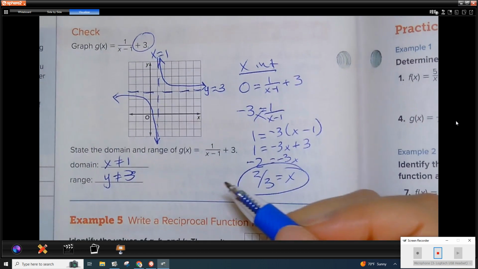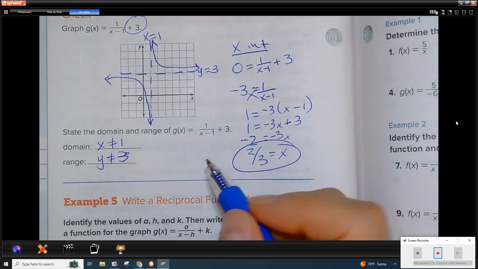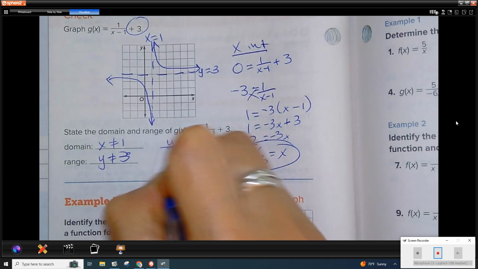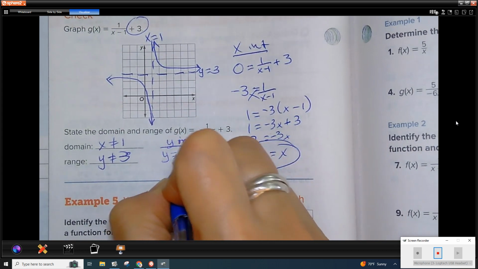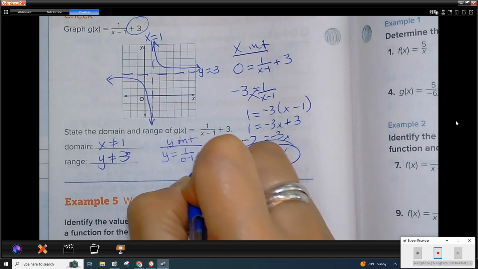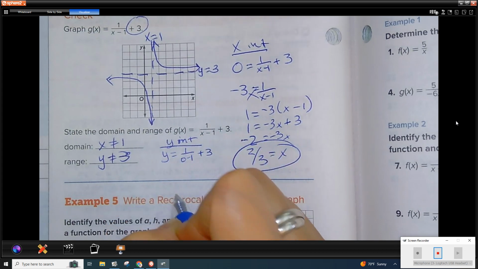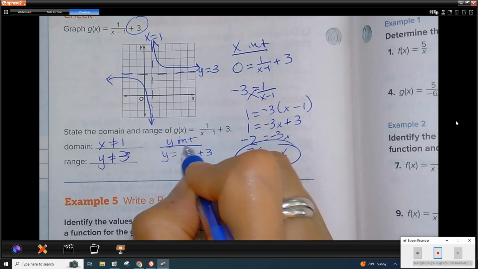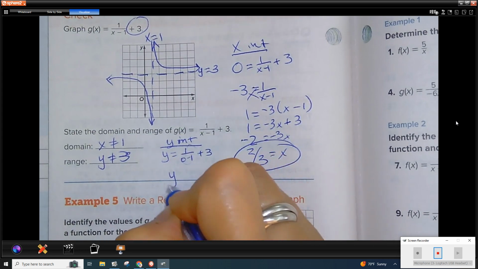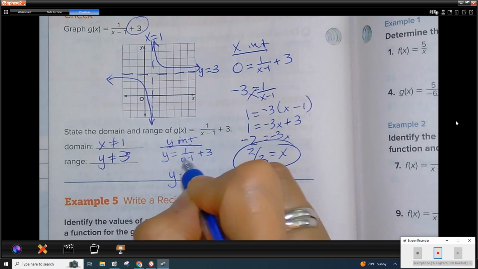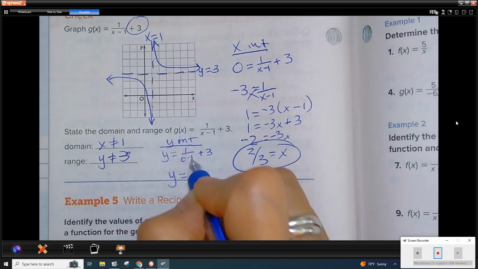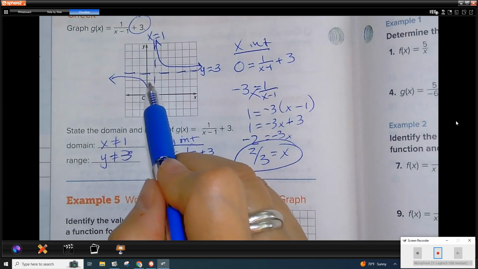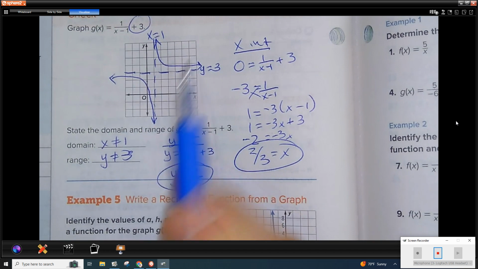Now our y-intercept is when x equals 0. So I'm going to put y equals 1 over 0 minus 1, plus 3, which is negative 1. So y equals 2, because you do the negative 1. 1 divided by negative 1 is negative 1, plus 3 is 2. I should have been right here, but I wasn't.